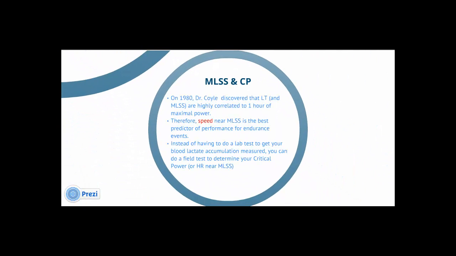And its relationship with critical power was discovered by Dr. Coyle, where he figured out 1 hour at maximal speed correlates well with lactate threshold and maximal lactate steady state. Hence, speed at MLSS is the best predictor for performance in endurance sports. And we can estimate this by doing a field test as opposed to having to go to the lab.